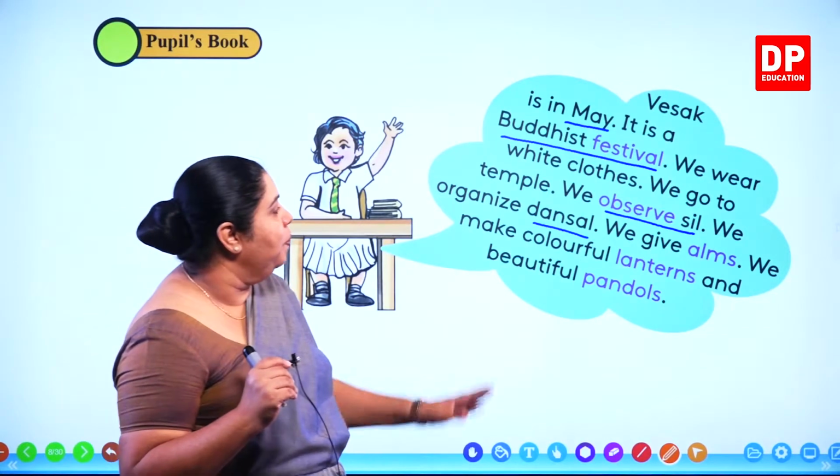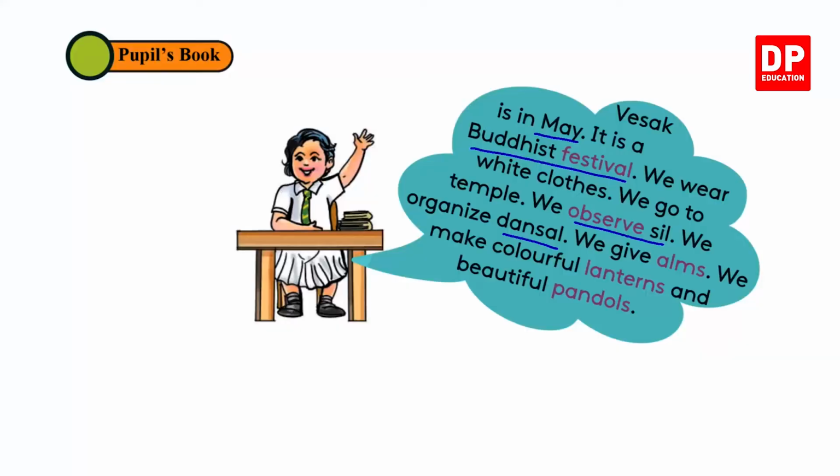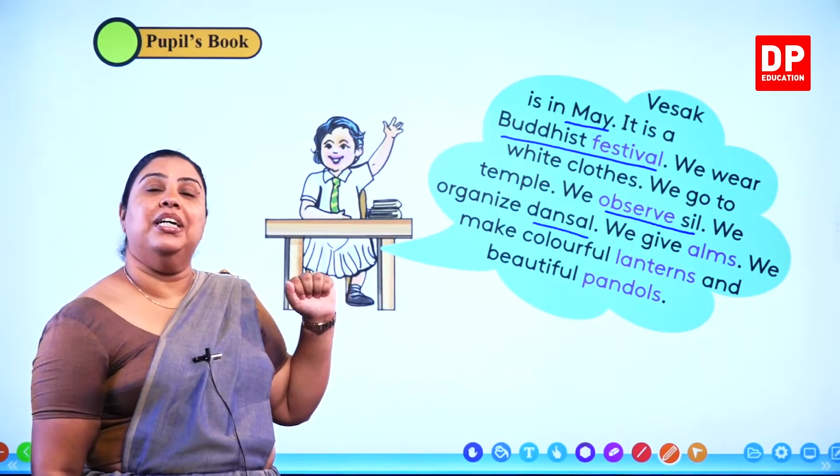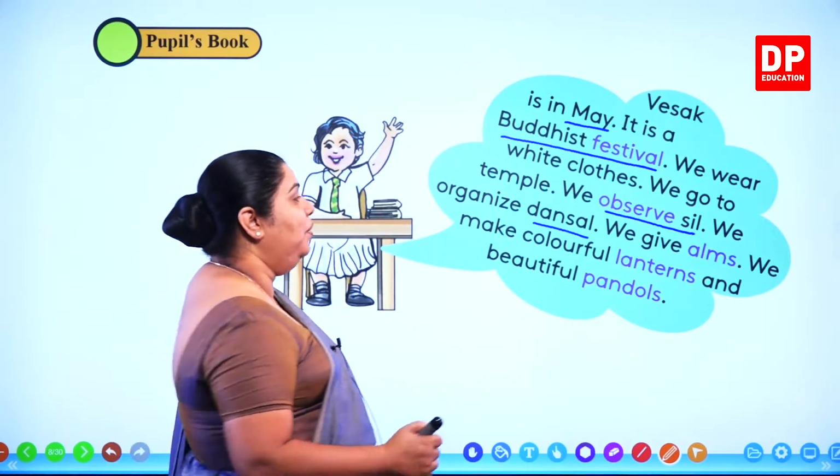So you have to organize dansal. Those are the things that we do on Vesak. So we organize dansal. Then we give alms. Now look at this.